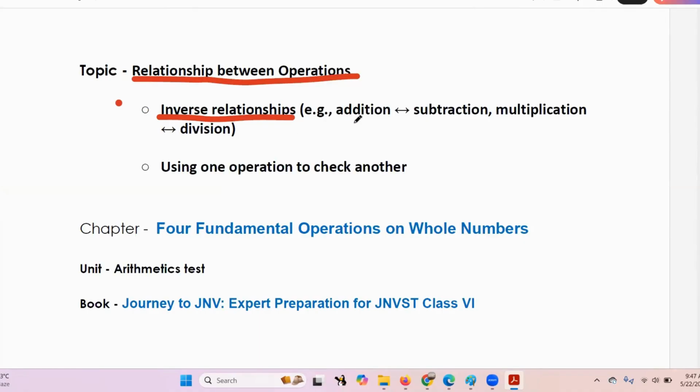For addition we do the subtraction, and for multiplication, we do the division. And why do we do this? Because whenever you do any operation, you want to check whether your operation is correct or not. When you want to check addition, we are doing subtraction. When you want to check multiplication, we are doing division. And the same in the inverse also.